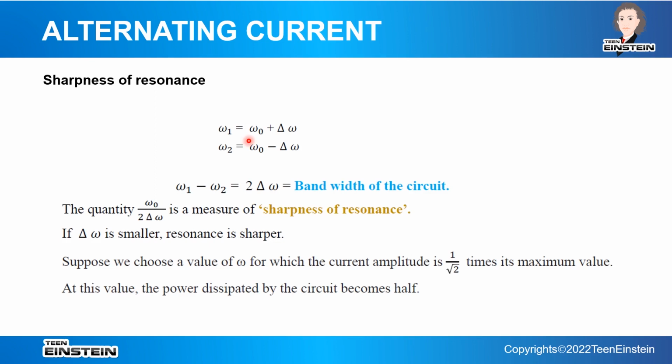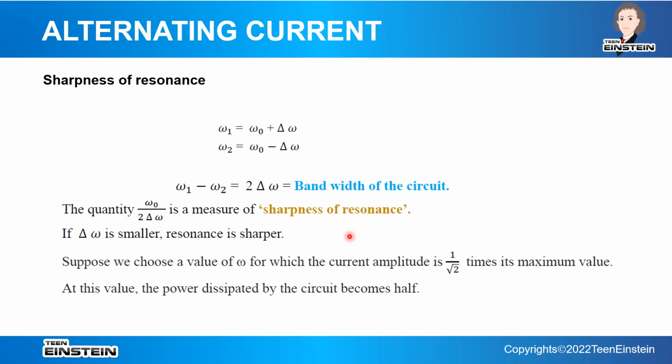So what is the bandwidth of the circuit? It is the difference between these two, which is 2 into delta omega. If you divide the natural frequency or the resonance frequency by the bandwidth, then you get the sharpness of resonance. So the sharpness of resonance is omega 0 divided by 2 delta omega, where 2 delta omega is the bandwidth and omega 0 is the resonance frequency. Naturally, if delta omega becomes smaller and smaller, the peak becomes sharper and sharper.